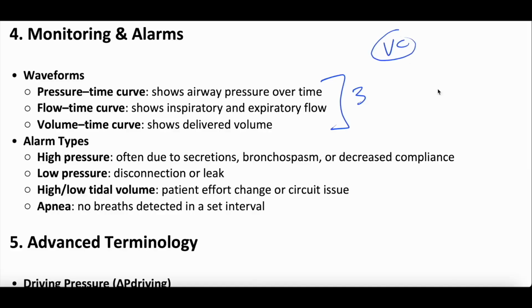If we're in a volume control mode, pressure versus time usually looks something like this. Right, this is what the scalar usually looks like. Flow versus time usually looks something like this. Oop, hopefully we didn't mess that up. Volume versus time usually looks something like this.